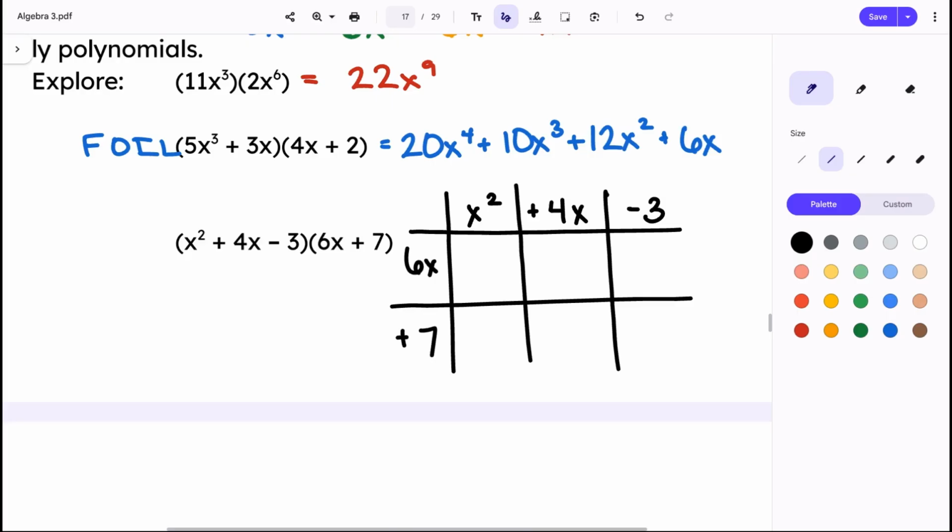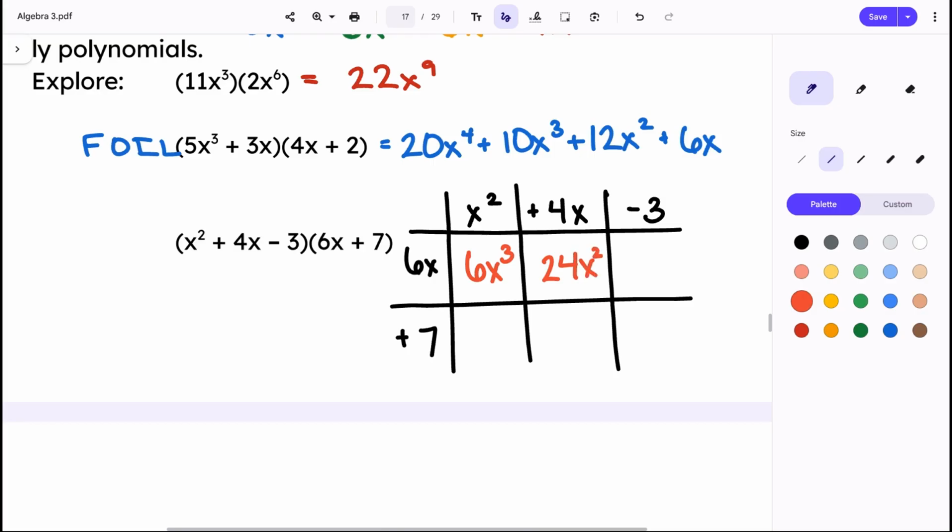Now to fill in your boxes, you just start multiplying the elements together. So you take the first one from the top, the x squared, and you take it times the 6x, and then you fill in that box. So this first one would just be 6x to the third. And then you can either fill in across the top or you can go up and down. It doesn't really matter the order that you multiply it in, but just keep track of what you're multiplying together. So 4x times 6x, if I go across the top there, would be a 24x squared.